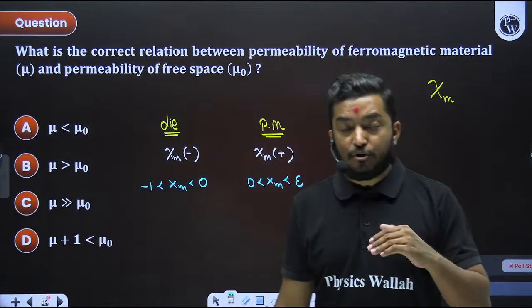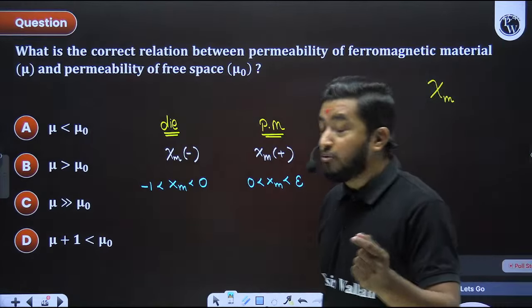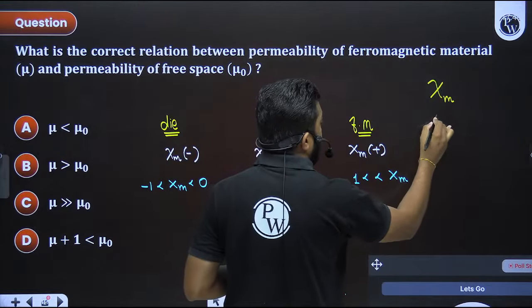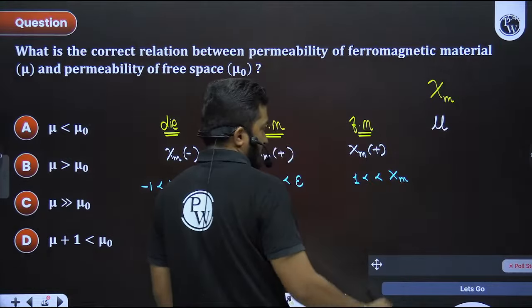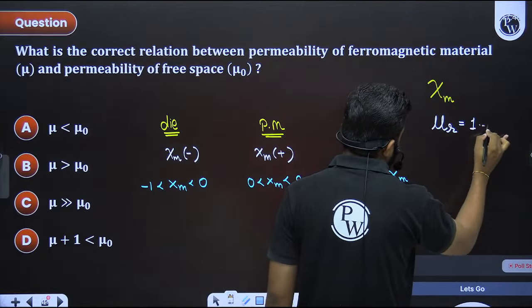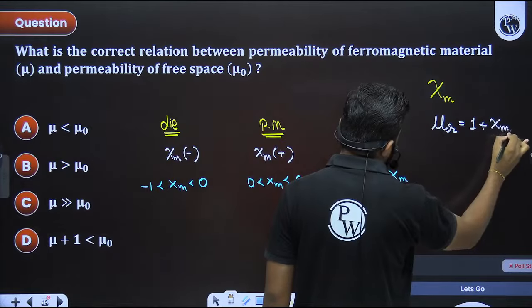Now from XM we are going to mu r, the relative permeability. So what is mu r? Mu r is equal to 1 plus XM. Mu r is equal to 1 plus XM.